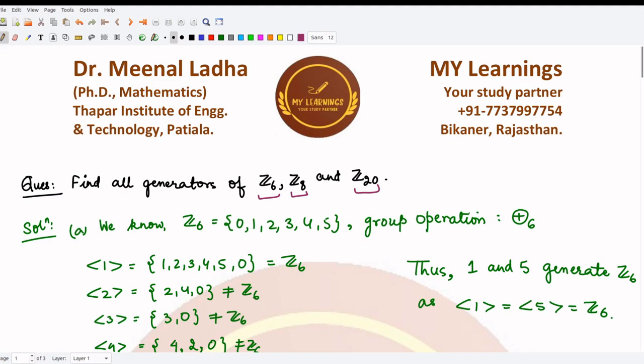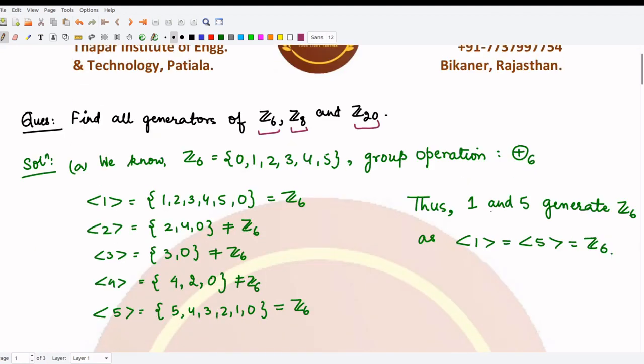So here in order to find the generators, what we do, we see the cyclic groups generated by all the elements except 0. Why? Because when you add 0 multiple times, you would just get an element 0. So basically the set which is generated by 0 contains only the identity element which is 0. Right? This is the trivial subgroup. Now let's see the subgroup which is generated by 1.